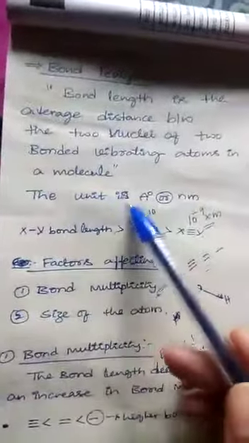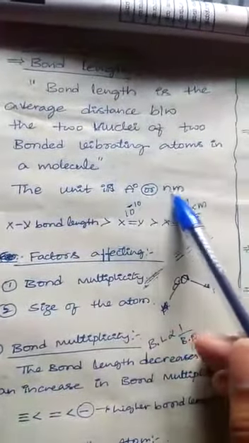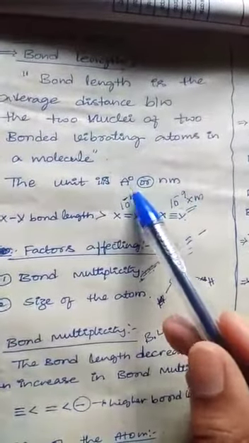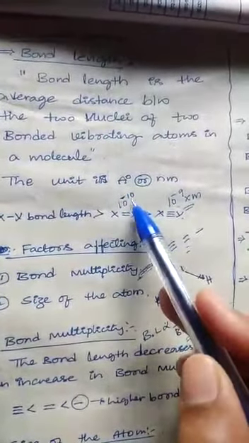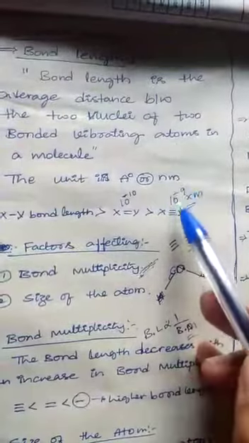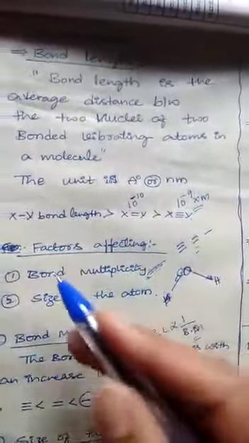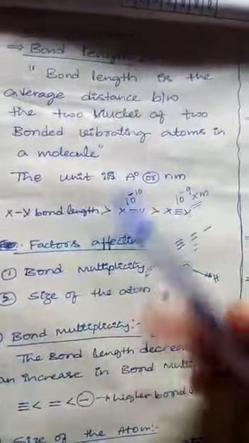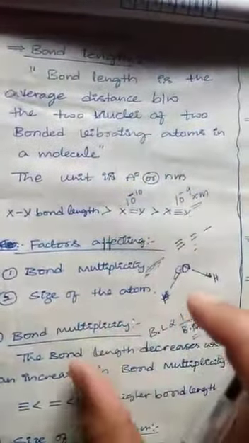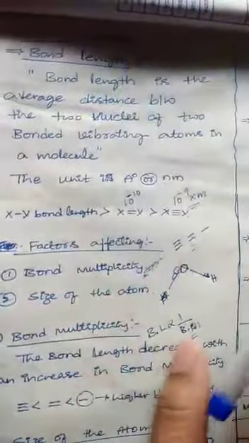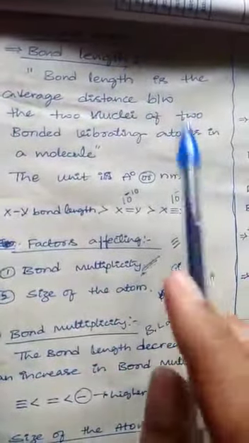Next, the unit of bond length is angstrom or nanometer. Here the value of an angstrom is 10 to the power of minus 10 meter and a nanometer's value is 10 to the power of minus 9 meter. Next, we know that the bond length is nothing but the average distance between two nuclei of two bonded atoms or two bonded vibrating atoms in a molecule.